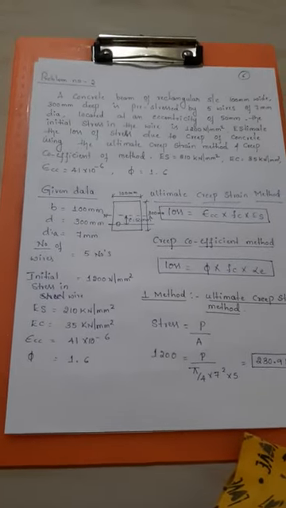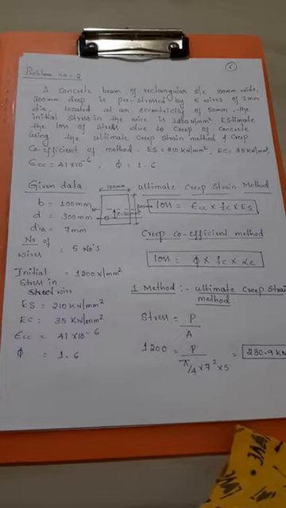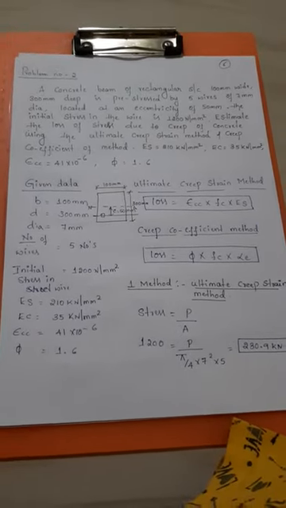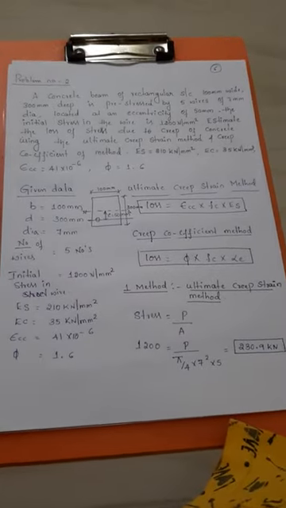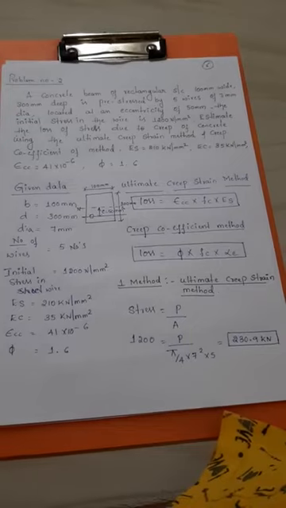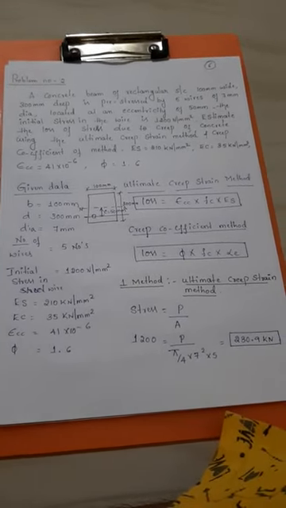Next, initial stress in a wire has been given, 1200 Newton per mm square. Young's modulus of the steel is 210 kilonewton per mm square, and Young's modulus of the concrete is 35 kilonewton per mm square, and epsilon cc, that is ultimate creep strain, is 41 into 10 to the power of minus 6, and psi, that is creep coefficient, is 1.6.